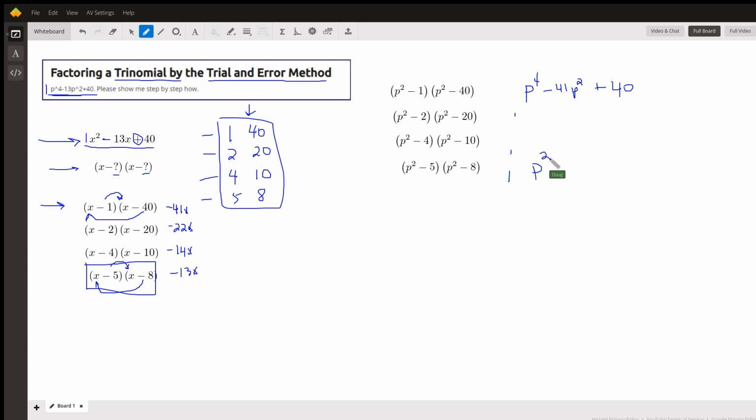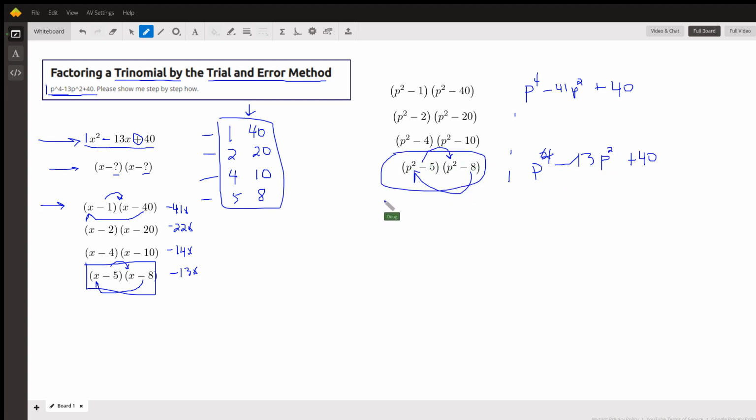We can try the same thing down to here. P squared times p squared is p to the fourth, sorry. The product of the two last terms, negative 5 times negative 8, is still plus 40. The outer product, negative 8p squared. Inner product, negative 5p squared. Negative 13p squared. Okay, so there's the factoring of that trinomial.